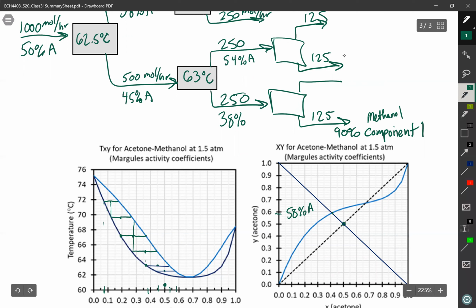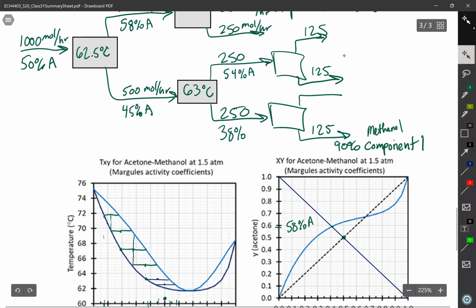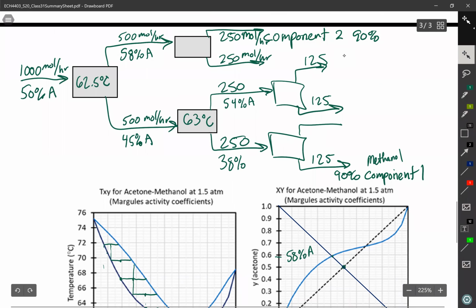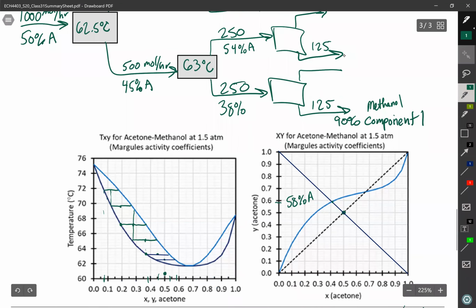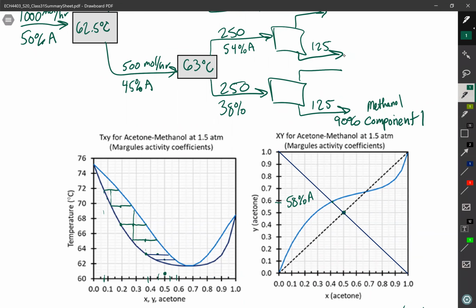Right, but over on my top, I've got a problem. And that problem is that if I try to do the same thing, but for the tops where I've got 58% acetone, I'm going to have to go the other way. So I'm going to have to cool it down a little bit to get to equilibrium.